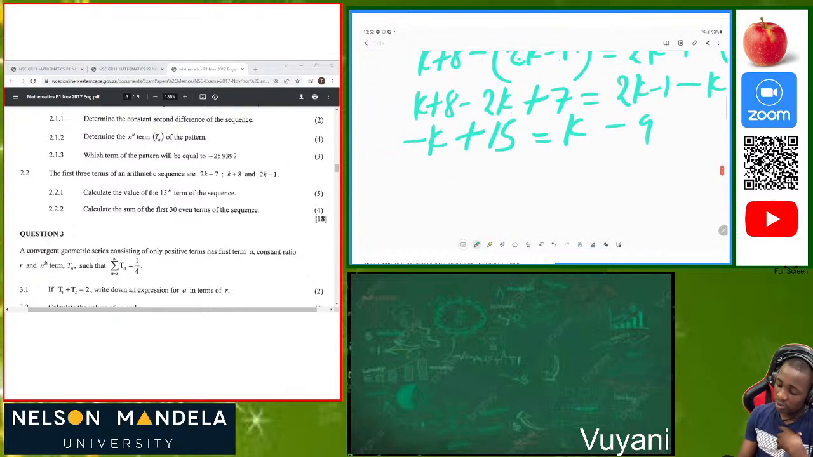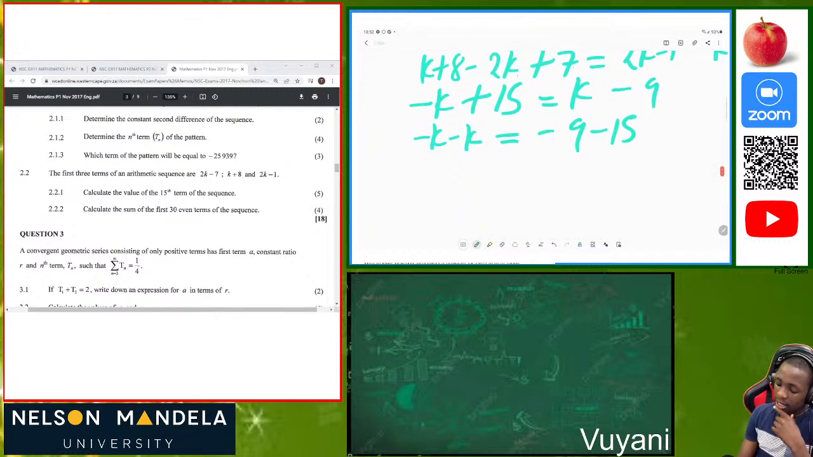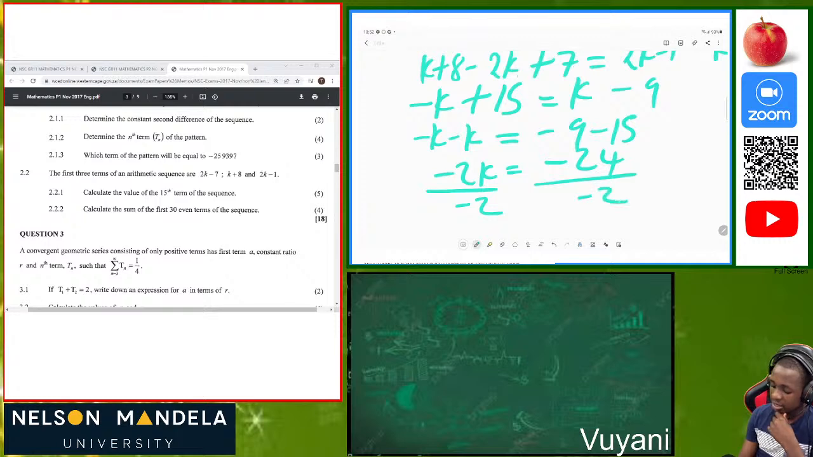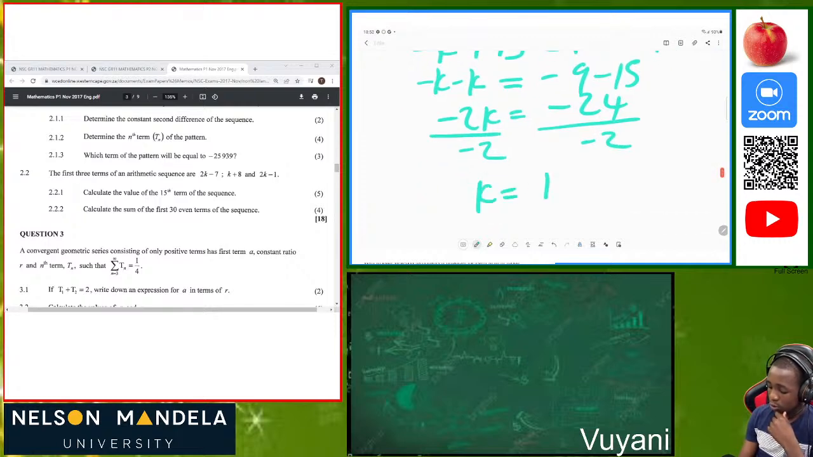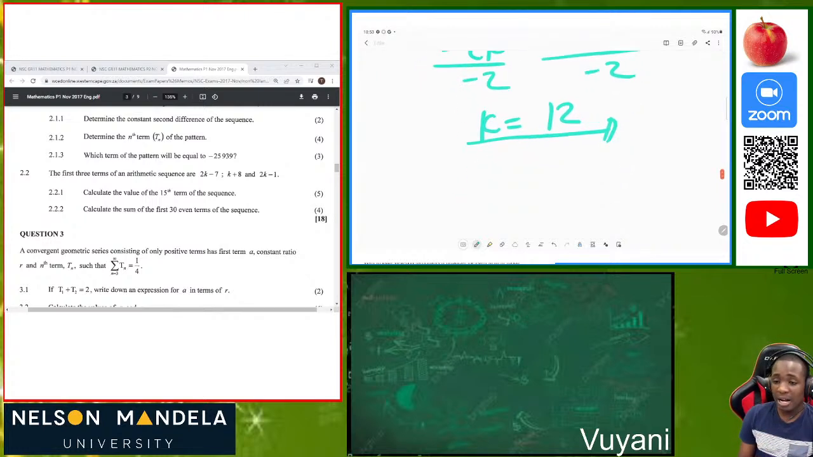Now when we transpose our k to the left hand side, it will be negative k minus k, and when we transpose our 15, it will be negative 9 minus 15. Negative k minus k is negative 2k, and negative 9 minus 15, use your calculator, is negative 24. Then we want the value of k, so we divide both sides by negative 2, and our k will be equal to 12. That's the first step.